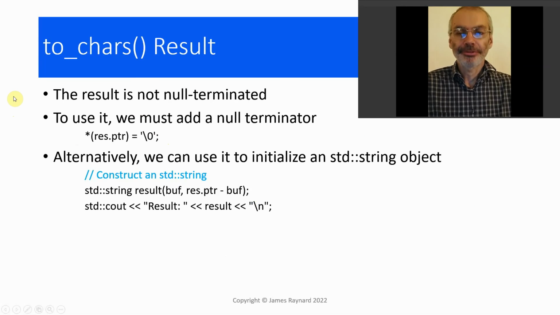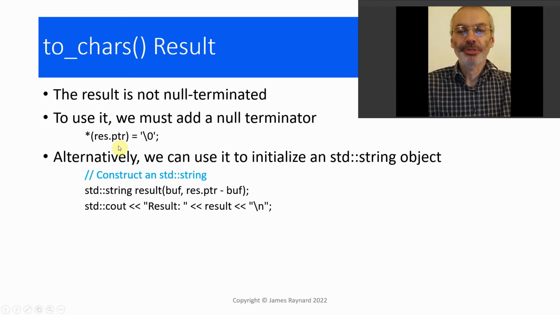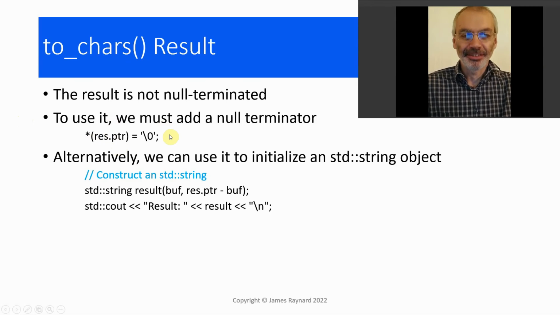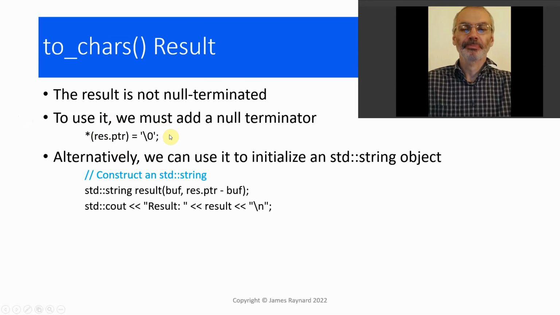One thing that's very important to remember is that the result does not have a null terminator at the end. So if you try to use this as a C-style string, then horrible things are going to happen to your program. If you want to do that, then you must add the null terminator yourself, and that's very easy. We have a pointer to the last +1 element, so we can just dereference that and assign it to null, and then the data will be followed by a null terminator.